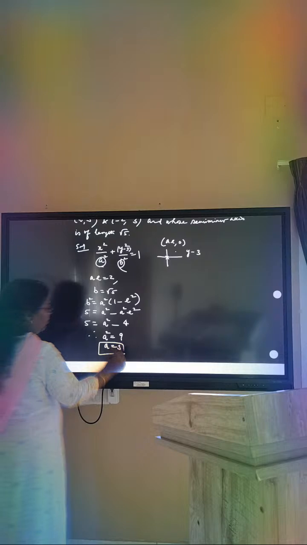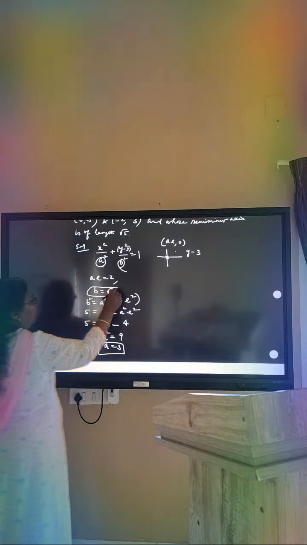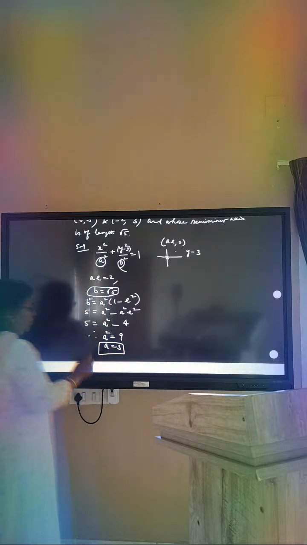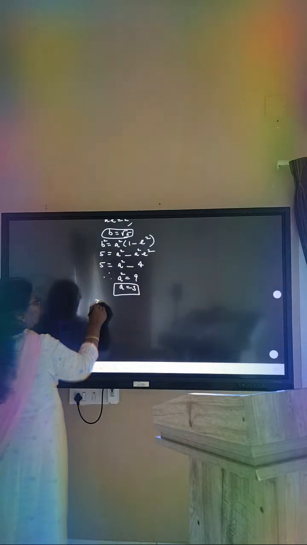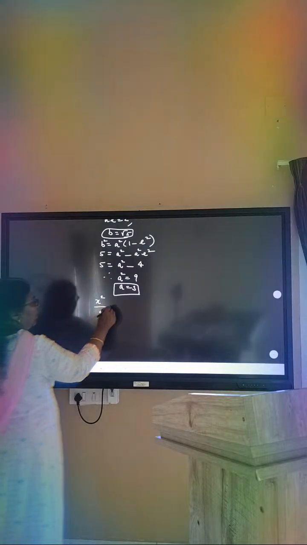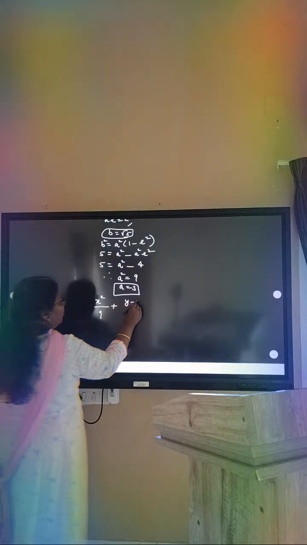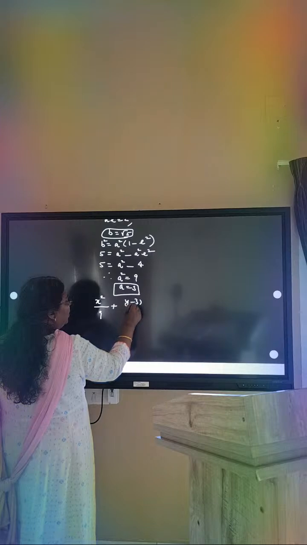So now a is 3, b is root 5, and your y is y minus 3. So you can write the equation of the ellipse. What is the equation of the ellipse? The equation of the ellipse is x squared by a square, that is 9, plus y minus 3 the whole square.